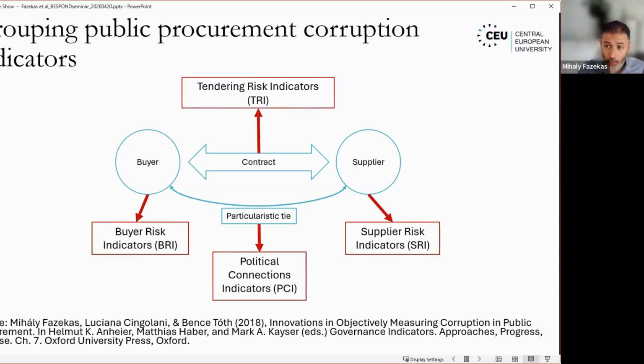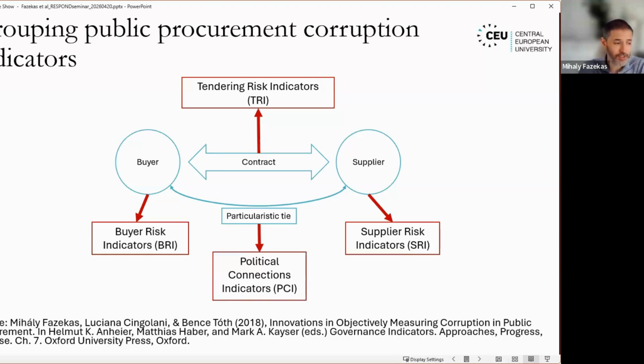And these are the 4 groups where, to the best of my knowledge, all or nearly all indicators in this field fall. So the most populous group, if you like, is the one on the top, tendering risk indicators. So these are the mainly and typically the classic red flags.